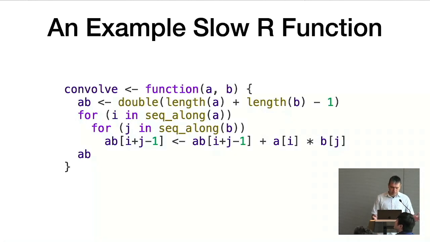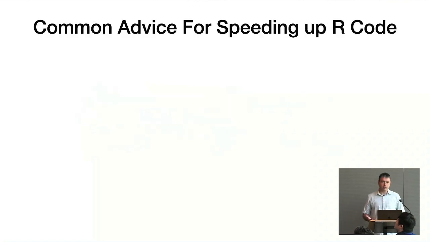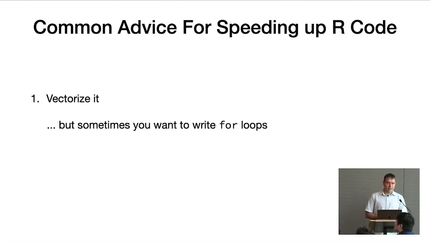And if you have a slow R function like this, and you seek advice for how to speed it up, the first piece of advice you'll get is to vectorize it. And this is great advice, especially if it makes your R code simpler. But convolve makes the case that sometimes you don't want to vectorize it. You want to write the for loop. Trying to vectorize it is not going to be the answer.